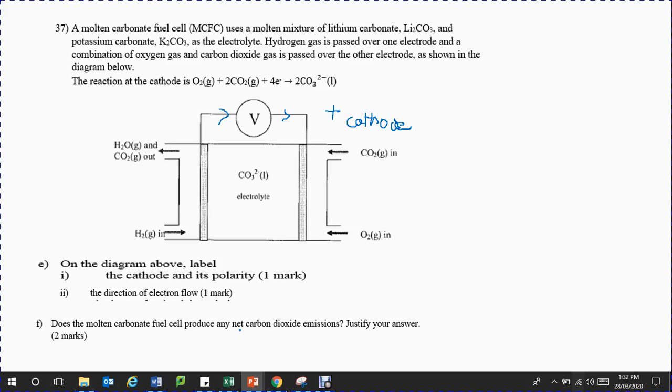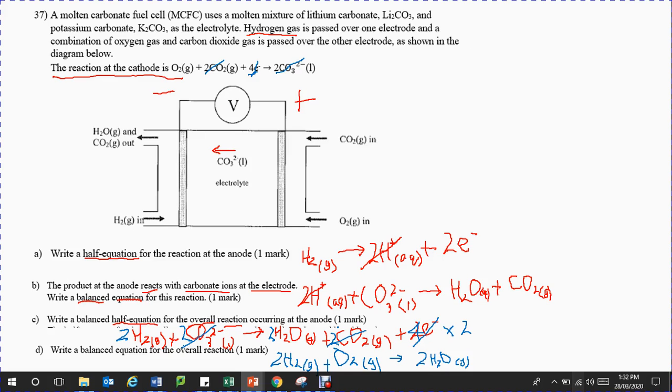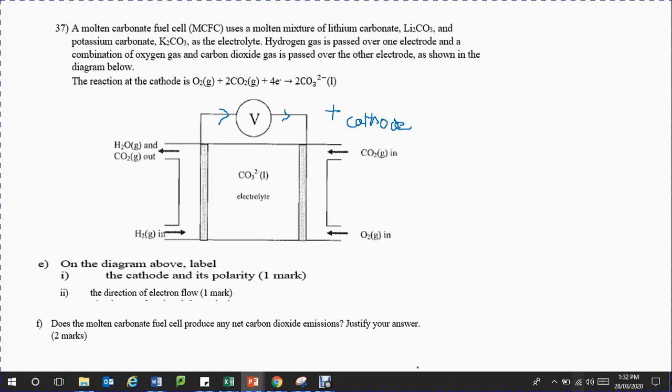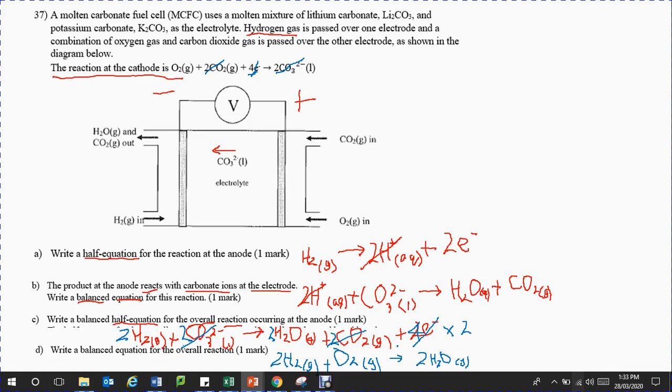Does the molten carbonate fuel cell produce any net carbon dioxide emissions? Justify your answer. Okay, so when we go back to our overall equation, we can see here that I'm just producing water. So does it produce any net carbon dioxide? No, it doesn't, because the only product is water. Okay, so there's no net carbon dioxide emissions because overall we are just producing our water as a liquid, from the fuel cell itself.